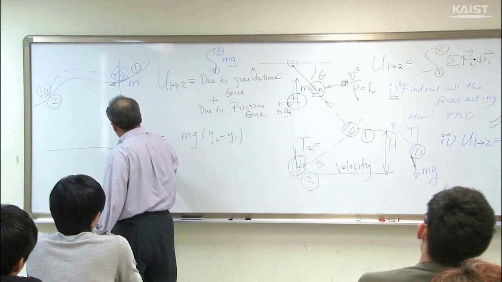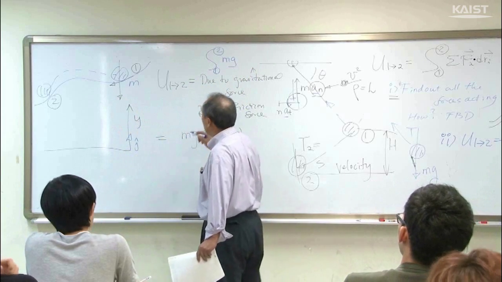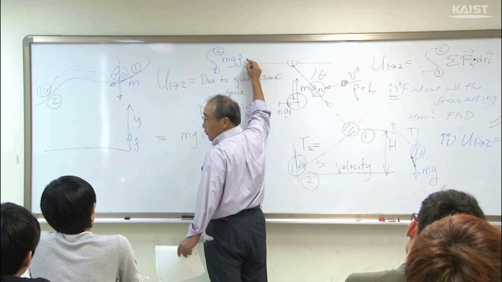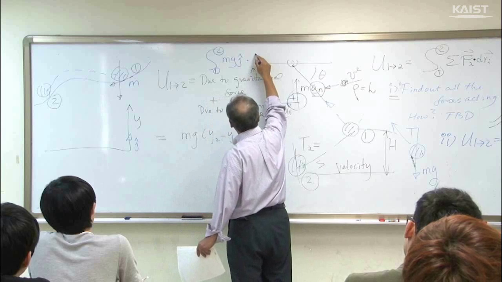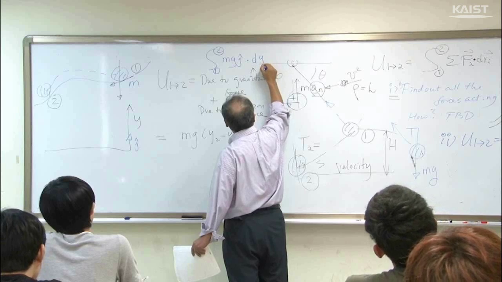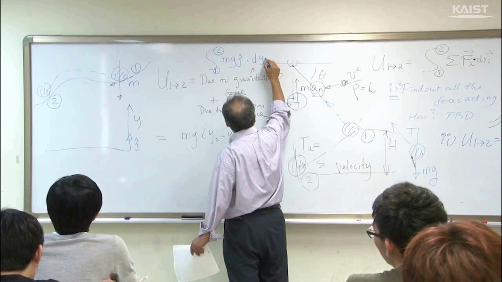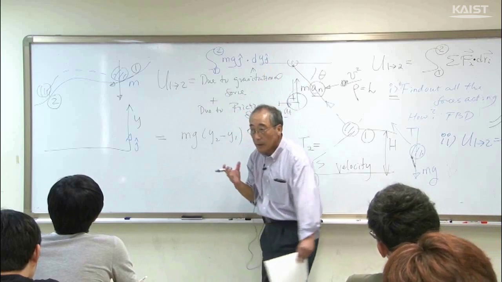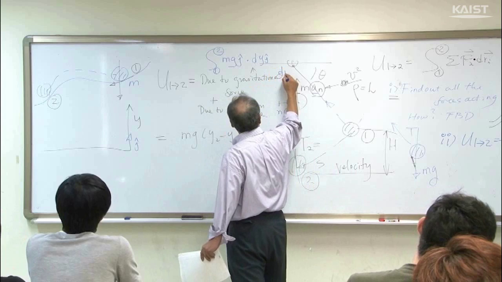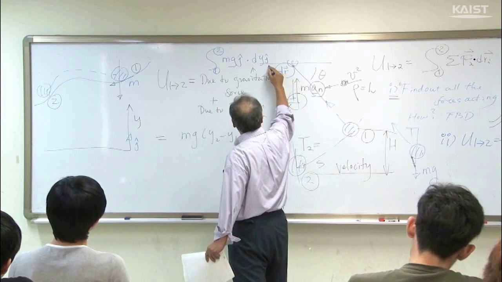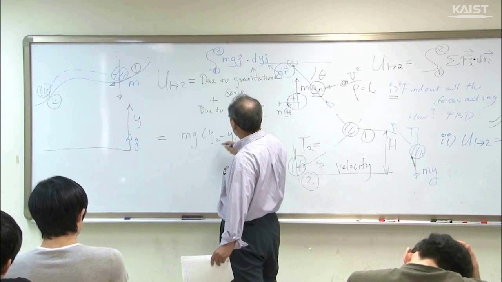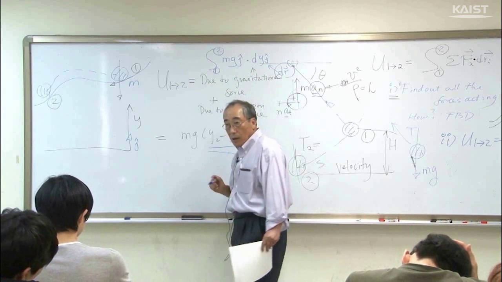If I use the unit vector in this direction, j, then that is mg j, dotted with dr. In this case, dr is dy j vector, right? Right? Therefore, the result is y2 minus y1. Correct?